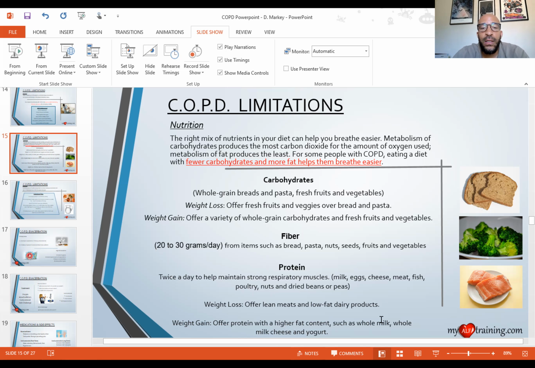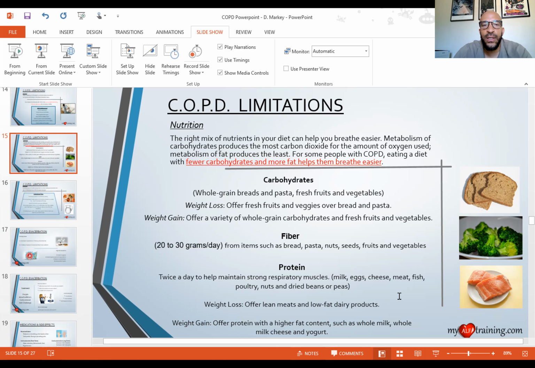So again, weight loss option, lean meats, low fat dairies. If it's the weight gain option, proteins with higher fat content, so they can have the whole milk, cheese, and yogurt. They can pretty much grab it and have it. But if it's a weight loss option, then we need to make sure that it's low fat content. It's the lower milk option, and we're not going to offer them whole cheese. Remember, eating a diet with fewer carbs and more fats helps a patient breathe easier.